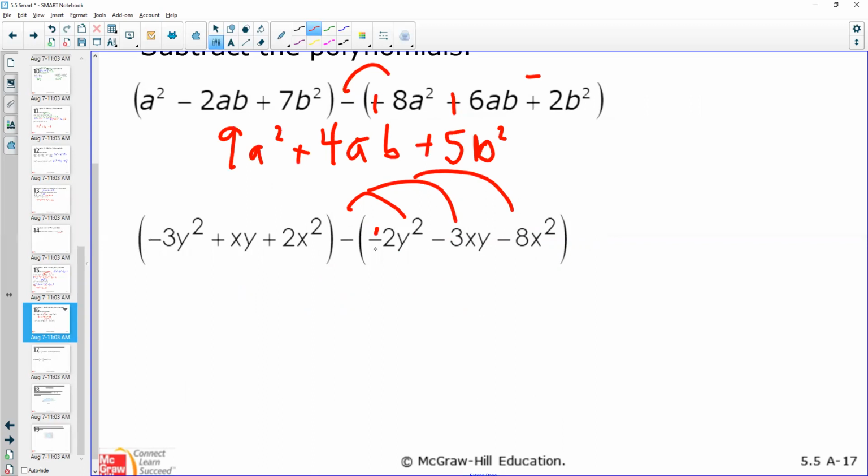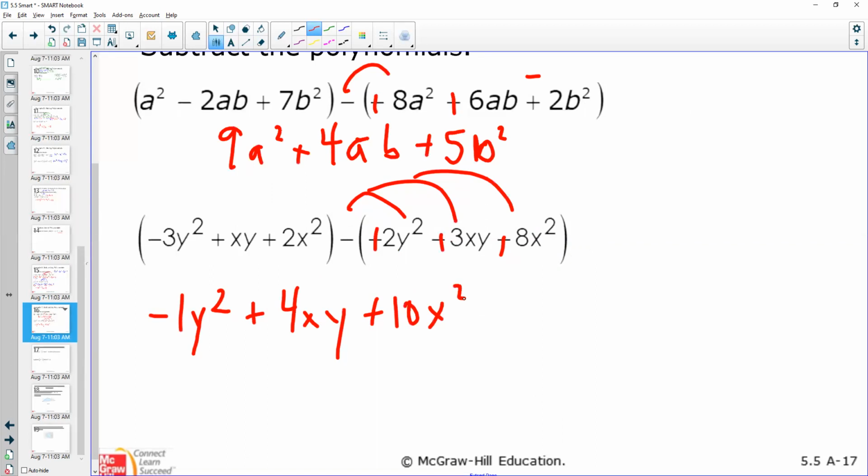So I am going to make that a plus, and that a plus. So I'm going to get minus 1y squared plus 4xy, because I have 1 of them and 3 of them, plus 10x squared.